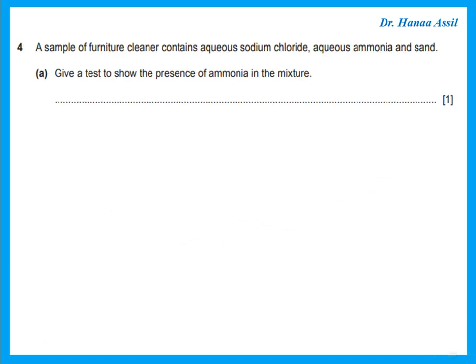Please learn this. A sample of furniture cleaner contains aqueous sodium chloride, aqueous ammonia, and sand. Give a test to show the presence of ammonia in the mixture. Sometimes they ask for a test for aqueous ammonia or a test for ammonium ions. Here they are just saying test for ammonia. Of course, if my solution has ammonia in it, then it should be alkaline. And that means if I insert red litmus, it turns blue.